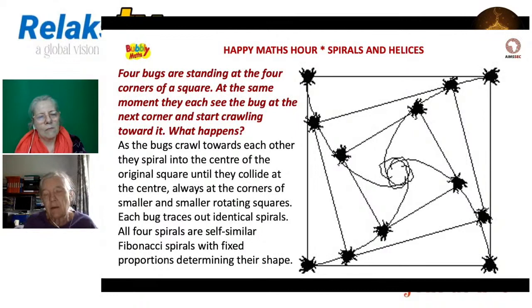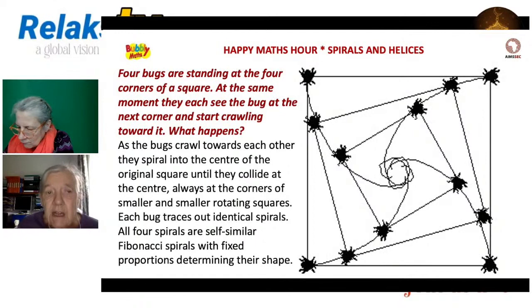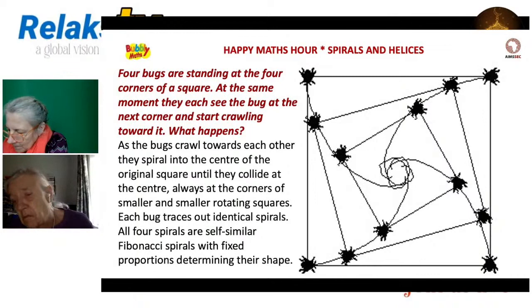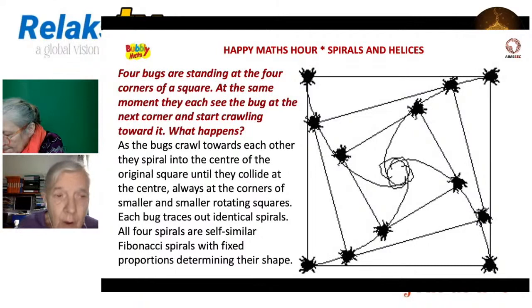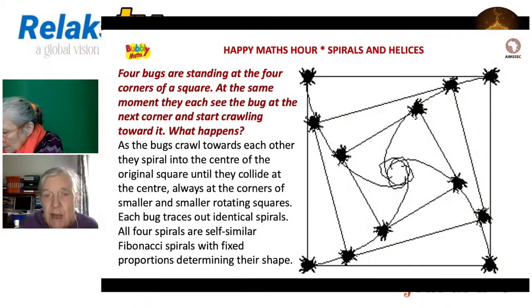Okay. Now, we've got four bugs standing at the corners of a square, and at the same moment, they see each of the other bugs, and they're going to go counterclockwise. They look at the next bug along and they think, oh, I want to go say hello to him. And they start moving. They start crawling towards the next bug round, going anti-clockwise. And they all crawl at exactly the same speed. And they all keep the bug that they're heading towards in their sights, in a straight line, and they keep looking at the bug and heading for that bug.